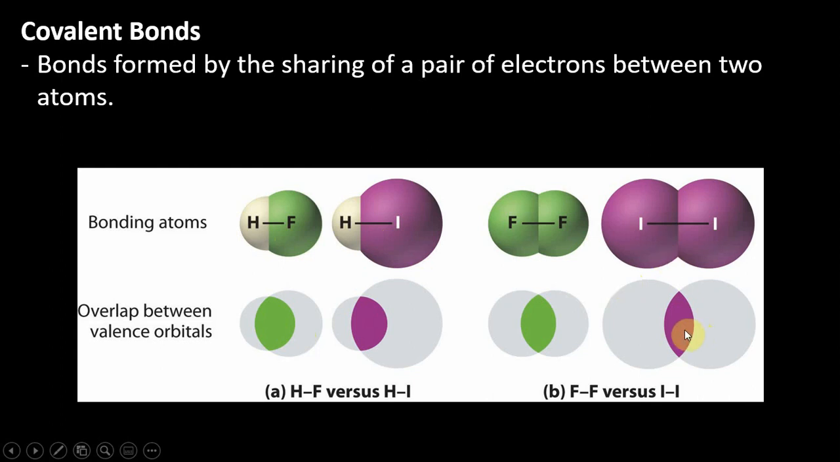Similarly, if we look at the overlapping of the orbitals between, let's say, molecular iodine and molecular fluorine, there's a greater overlap between the fluorines because they can get closer together than there is between the iodines, which necessarily have to remain further apart. And so the greater overlap creates a stronger attraction. So it would take a whole lot more energy to pull the two fluorines apart than it would to pull the two iodines apart, that sort of thing.